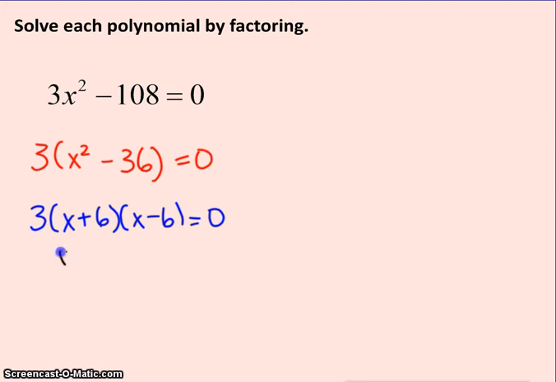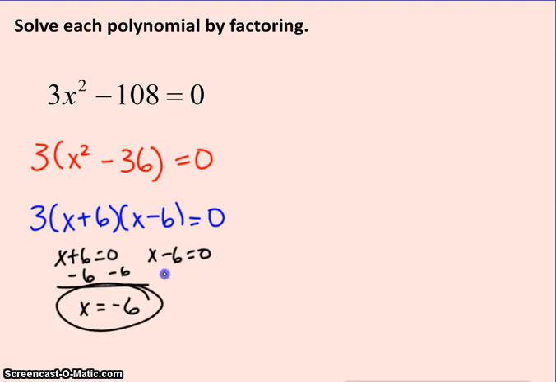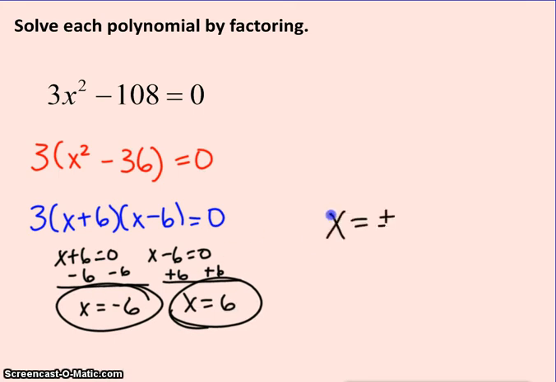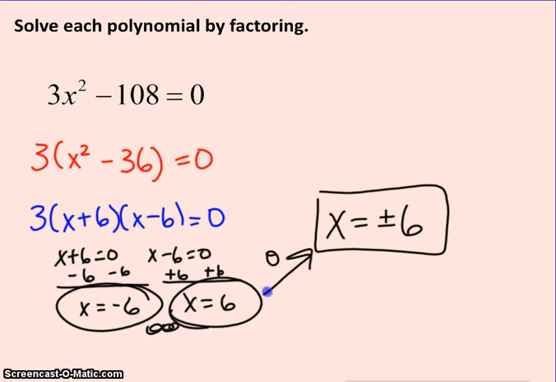So set each factor, x plus 6 and x minus 6, equal to 0, and solve for x. So we have x equals negative 6 and positive 6. Another way to write that would be plus or minus 6. So I would accept these right here or this one by itself. So either these two or this one. You choose. Okay?